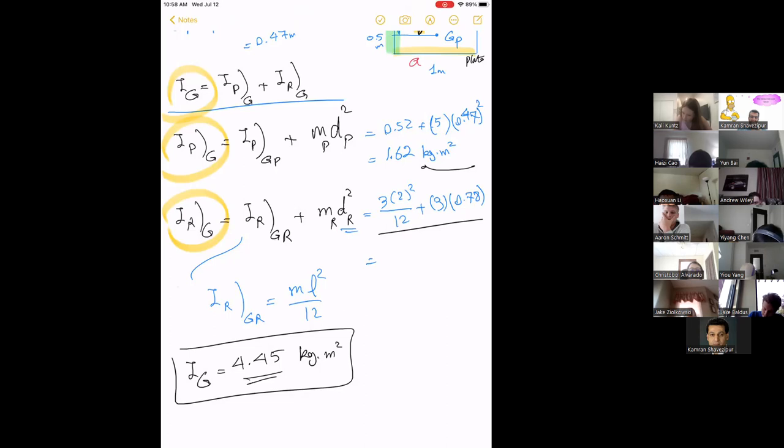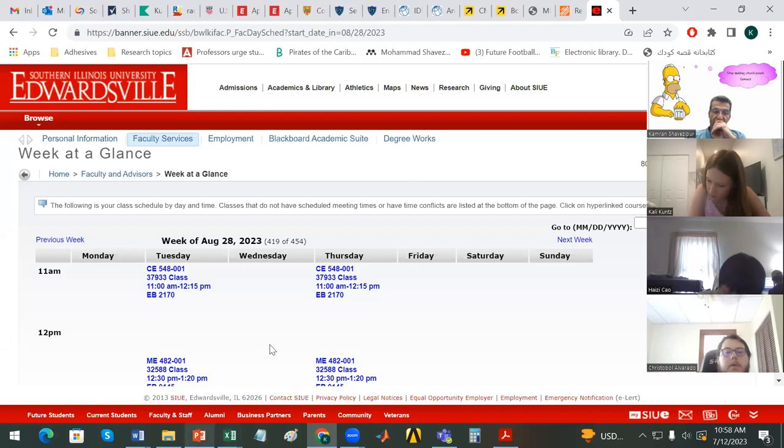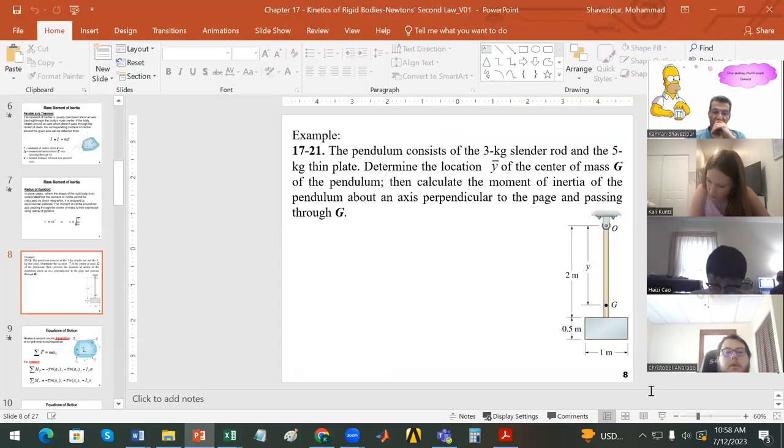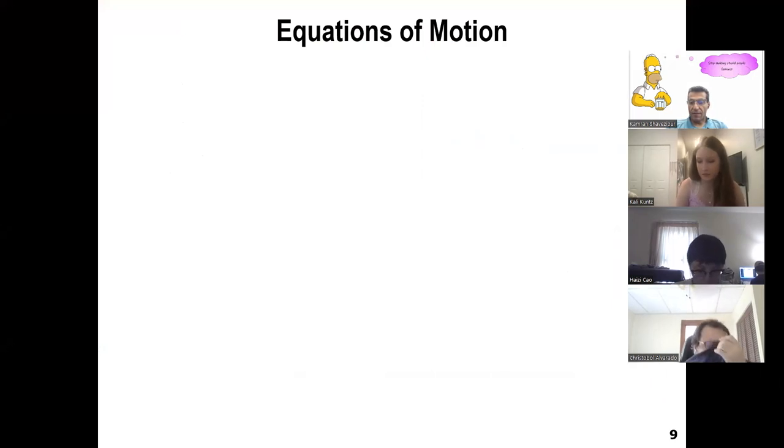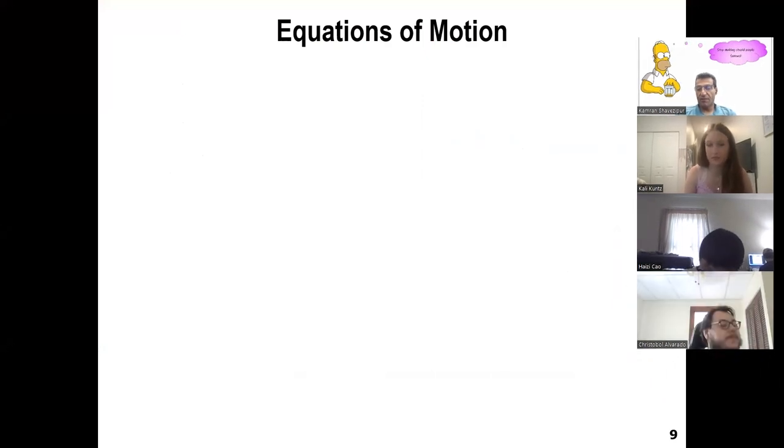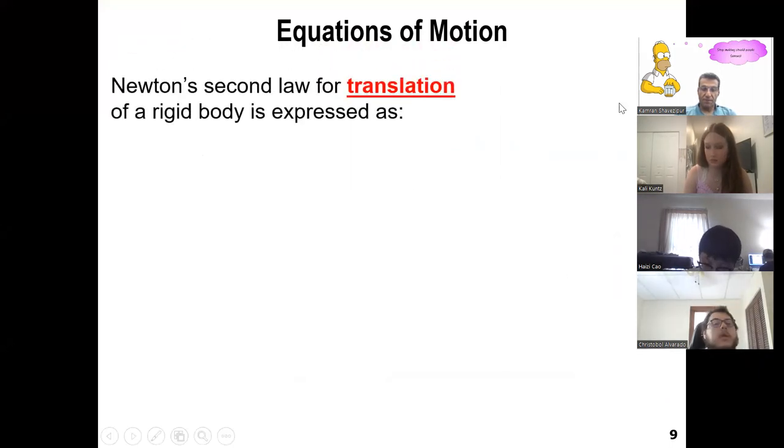Now let's go back to the slides again. Now we're going to do the equations of motion. We kind of learn how to calculate center of mass and moment of inertia, kind of a reminder or review. So if you want to find equations of motion, here's the thing.